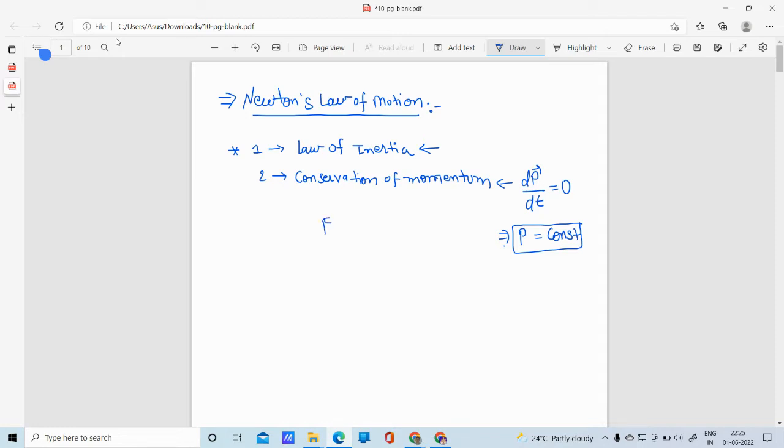And here we know F equals ma vector, and you can write it in the form of m dv vector upon dt. And what is our momentum? Momentum is mv vector. So we can write the force as dp vector upon dt. Clear? So this is our force.